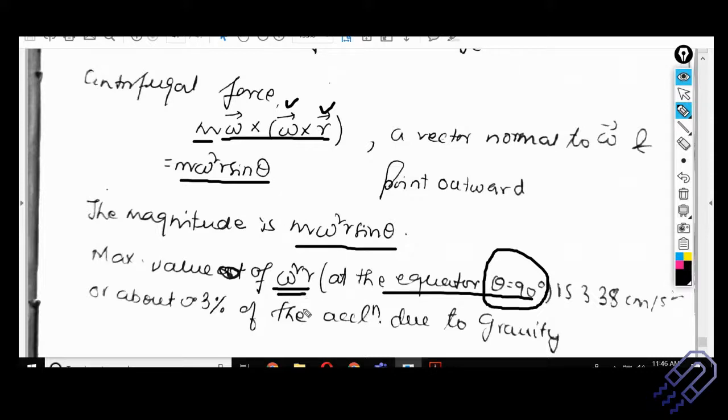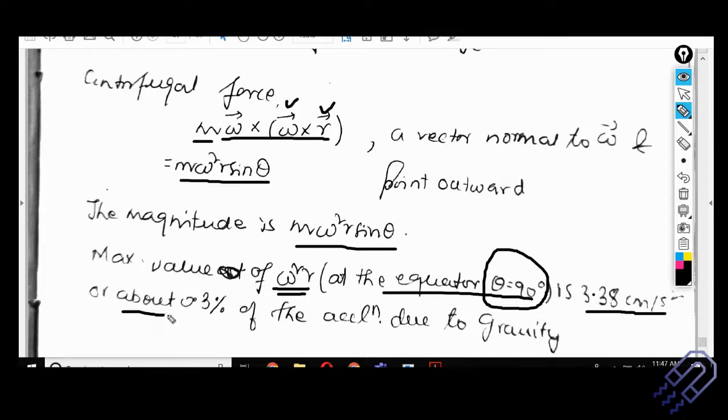It can be found out experimentally because we know what velocity the Earth is rotating at. We also know the radius. The value is 3.38 centimeter per second square. So that's the value of centrifugal force, sorry, centrifugal acceleration, in centimeter per second square. Of course, if you multiply it with the mass of the Earth, you can definitely get the centrifugal force, right? So that's there.